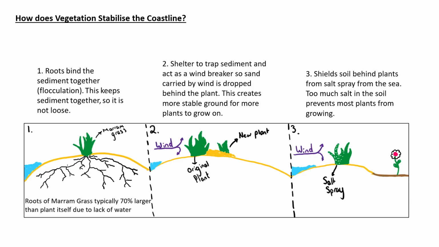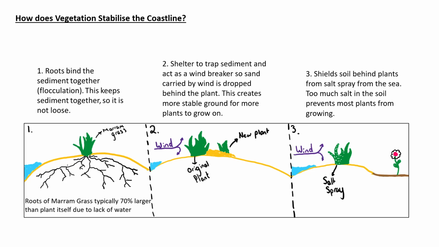And the third reason why vegetation helps to stabilise the coastline is this process again of the wind, this shielding process, but not shield it directly from the wind, but actually from what the wind's carrying with it. So as the wind travels across the water, it picks up grains of salt, so salt from the seawater. And it basically stops that salt spray from going beyond the marram grass.